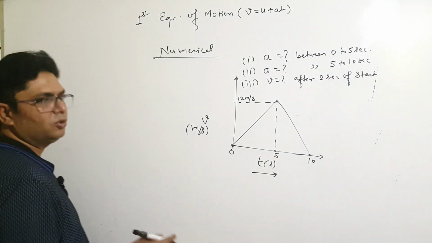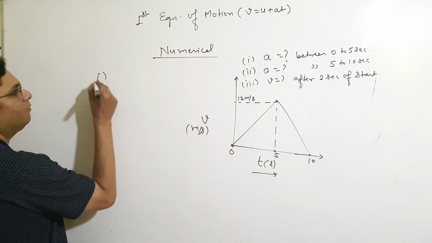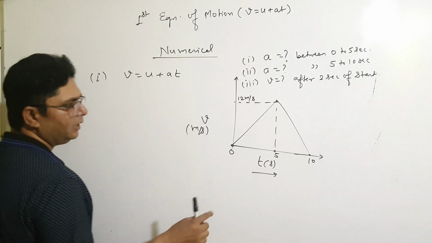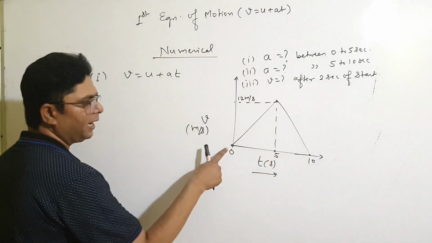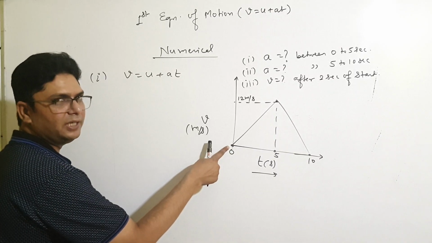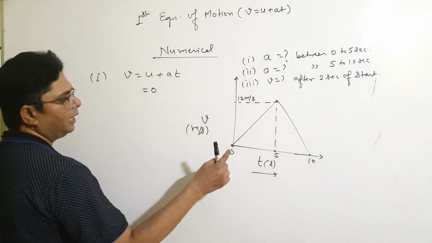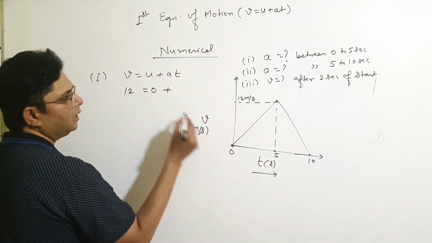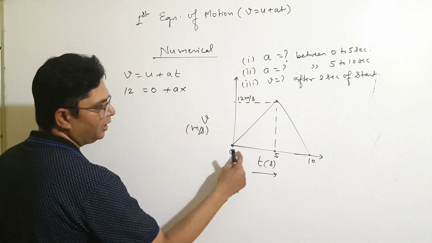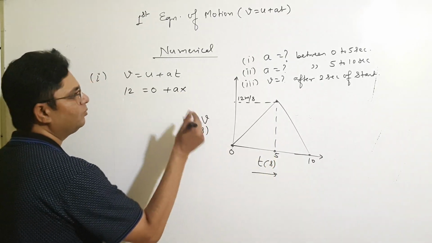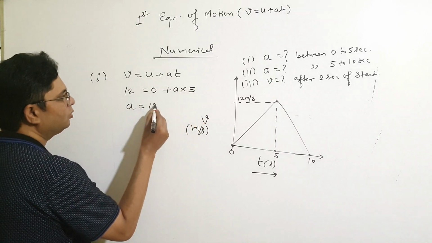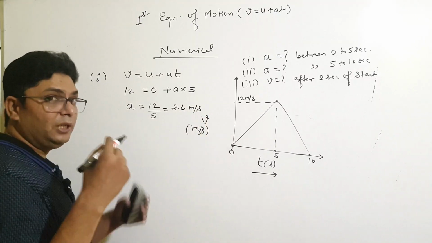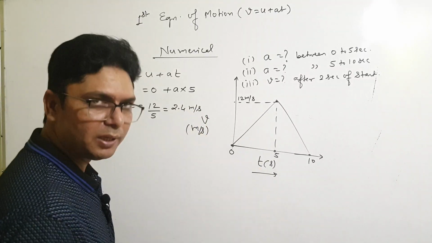Now let us see the solution one by one. Number first, you have to find a. So you have the formula v equals u plus at. Now see here, when it is 0 to 5 second, at 0 second the velocity is 0, so u is 0 here, and at 5 second the velocity is 12, so it is 12 here, plus a, which you have to find, and the time is 5 minus 0, which is 5. So a equals 12 upon 5, which equals 2.4 meter per second. So it is the acceleration of 2.4 meter per second.